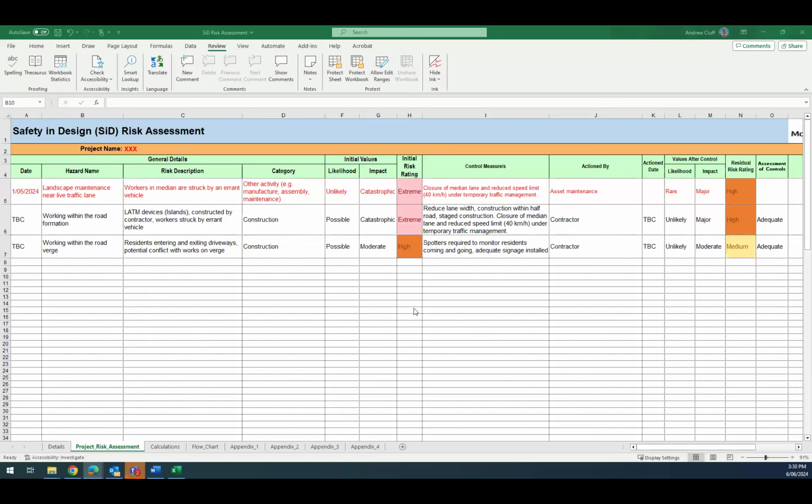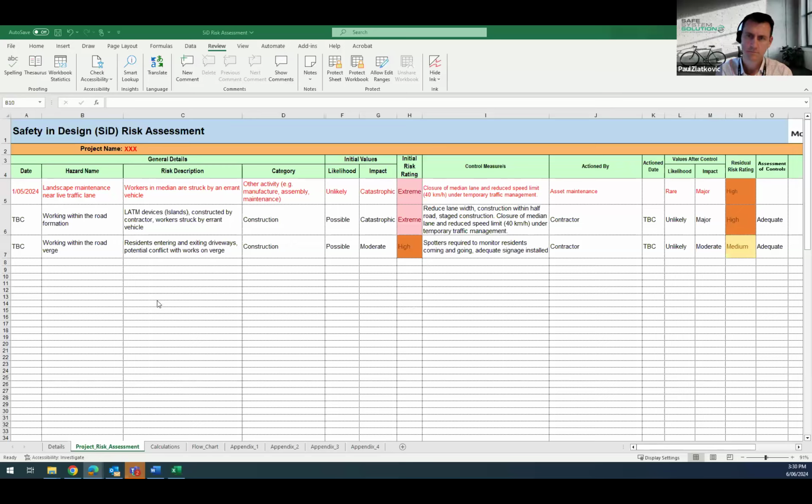Alrighty, so Andrew, I'll share my screen on behalf of group 4. Can we all see the SID there? Yes. Great. Wonderful. So we came up with 2 hazards to begin with. The first is working within the road formation. The LATM devices constructed by contractor, workers struck by errant vehicle, category construction, likelihood possible, impact of a worker being hit in that area catastrophic, initial risk rating extreme.